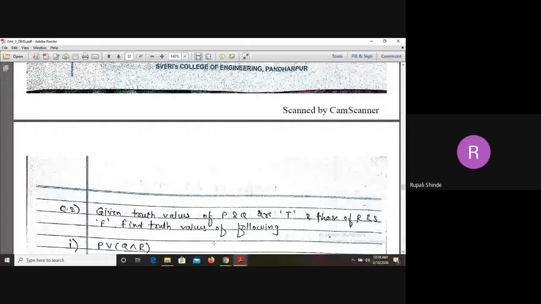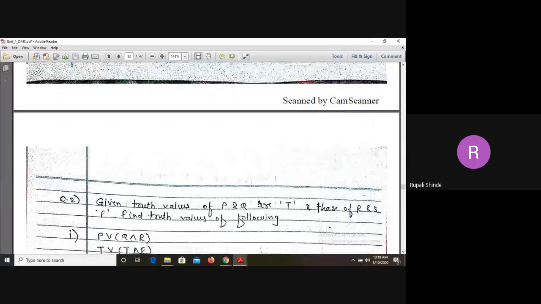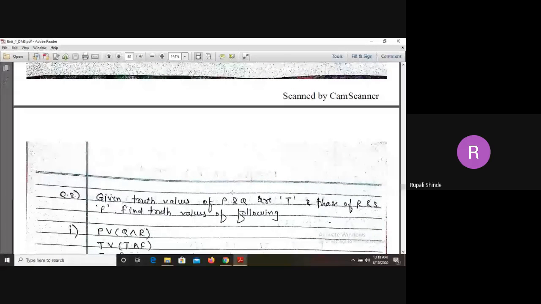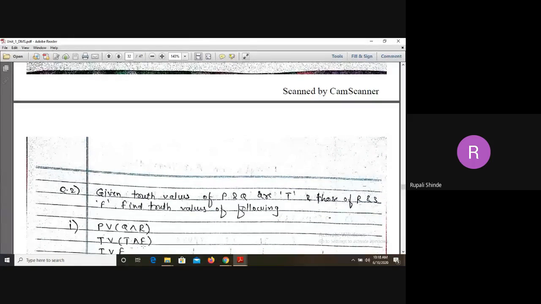So first formula is P or Q and R. So here we have to put the given values. For P, value T is given. So T or, for Q, T is given. So T and for R, F is given. So T and F, it will give you value as F. T or F, so final value is? True.